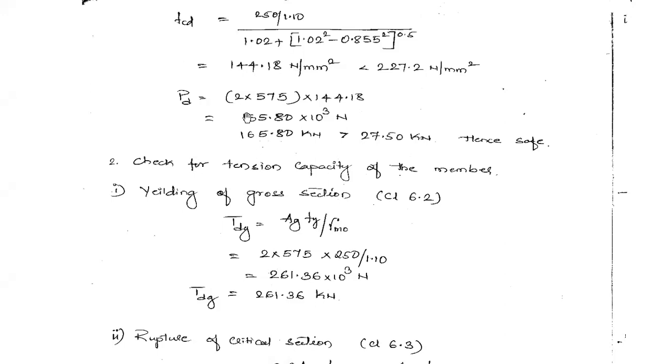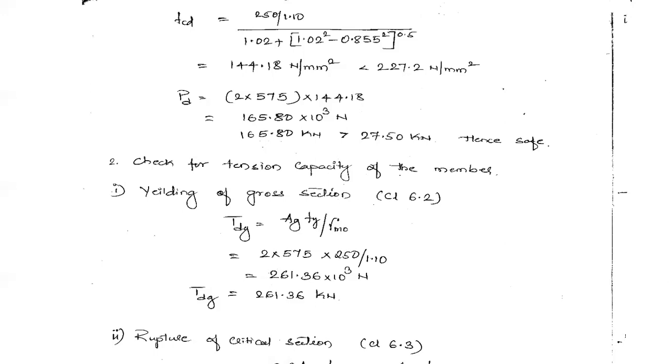So AE into FCD, that is the strength in compression, PD. What is AE? Two angles are there. The area of each angle is 575 mm square. So AE is 2 into 575 into our FCD, which was calculated as 144.18. This gives us the strength in compression as 165.8 kilonewtons.